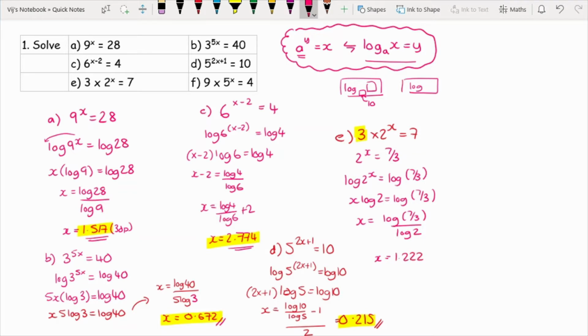Which then leaves me with a final answer of 1.222 to 3 dp. Then moving on to question F, the last question in this particular question. Here, very similar to E, we've got 9 times 5 to the power of x equals 4. So I need to get rid of this 9 first. So I've got 5 to the power x equals 4 over 9. Take the log of both sides.